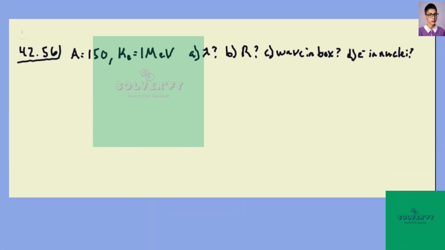.56, we're thinking about an electron that's being emitted from a nuclide with A equals 150. We don't really care what it is. The kinetic energy of the electron when it leaves is 1 mega electron volt. First, we want to find the de Broglie wavelength, and then the nuclear radius.